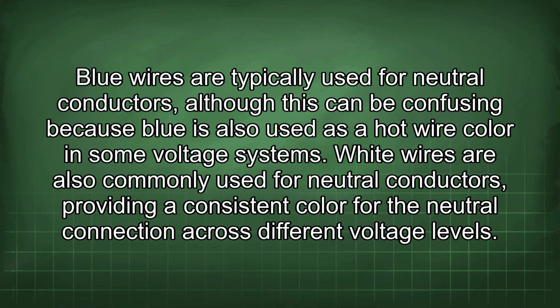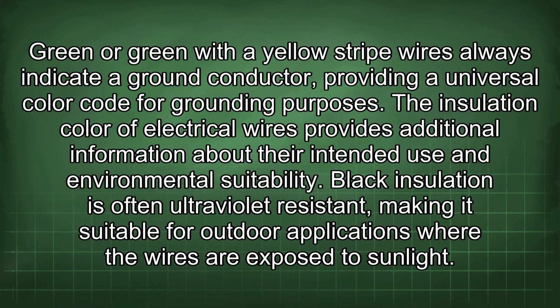White wires are also commonly used for neutral conductors, providing a consistent color for the neutral connection across different voltage levels. Green or green with a yellow stripe wires always indicate a ground conductor, providing the universal color code for grounding purposes.